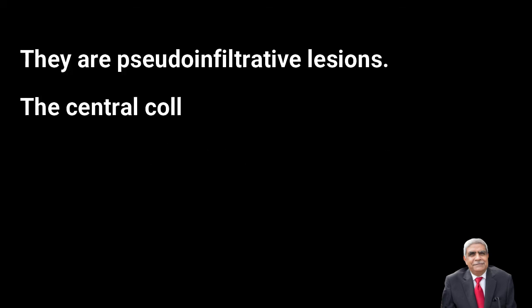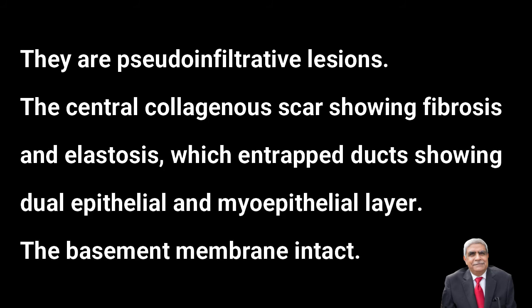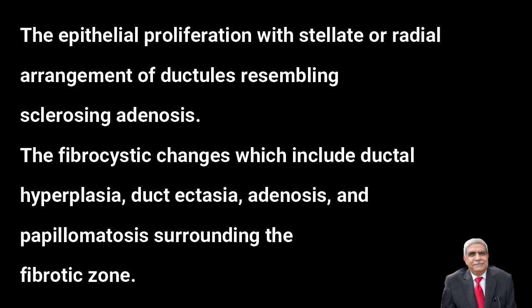Microscopic features. They are pseudo-infiltrative lesions. The central collagenous scar shows fibrosis and elastosis which entraps ducts showing dual epithelial and myoepithelial layer. The basement membrane is intact. The epithelial proliferation has a stellate or radial arrangement of ductules resembling sclerosing adenosis. The fibrocystic change includes ductal hyperplasia, ductectasia, adenosis, and papillomatosis surrounding the fibrotic zone.